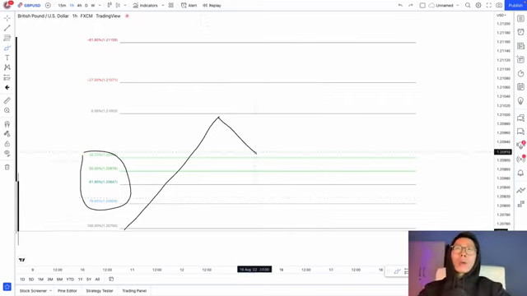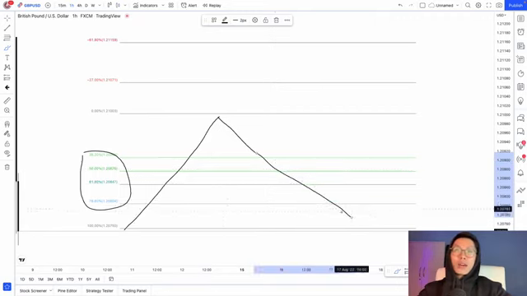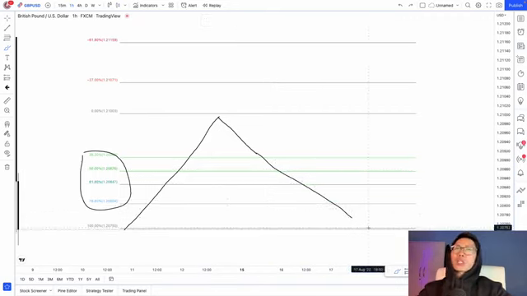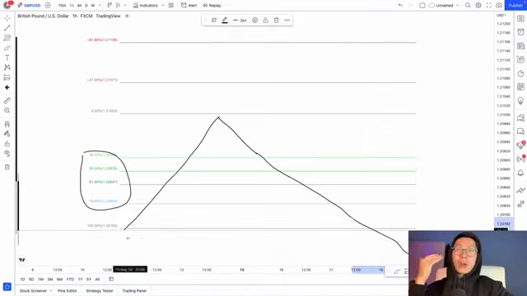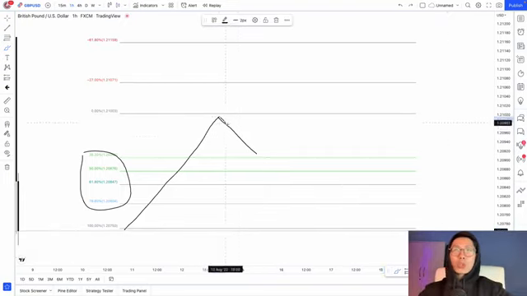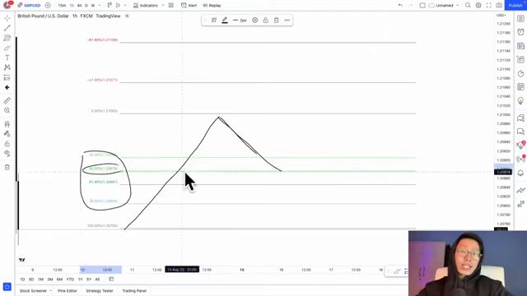However, if price breaks through this 78.6 level and just goes back down like this, guess what? It is not a retracement, it's a reversal. That means price is reversing and it's gonna hit back down. So in this case, let's just say that price retraced to the 50 level, which is this one right here, the 50 level.